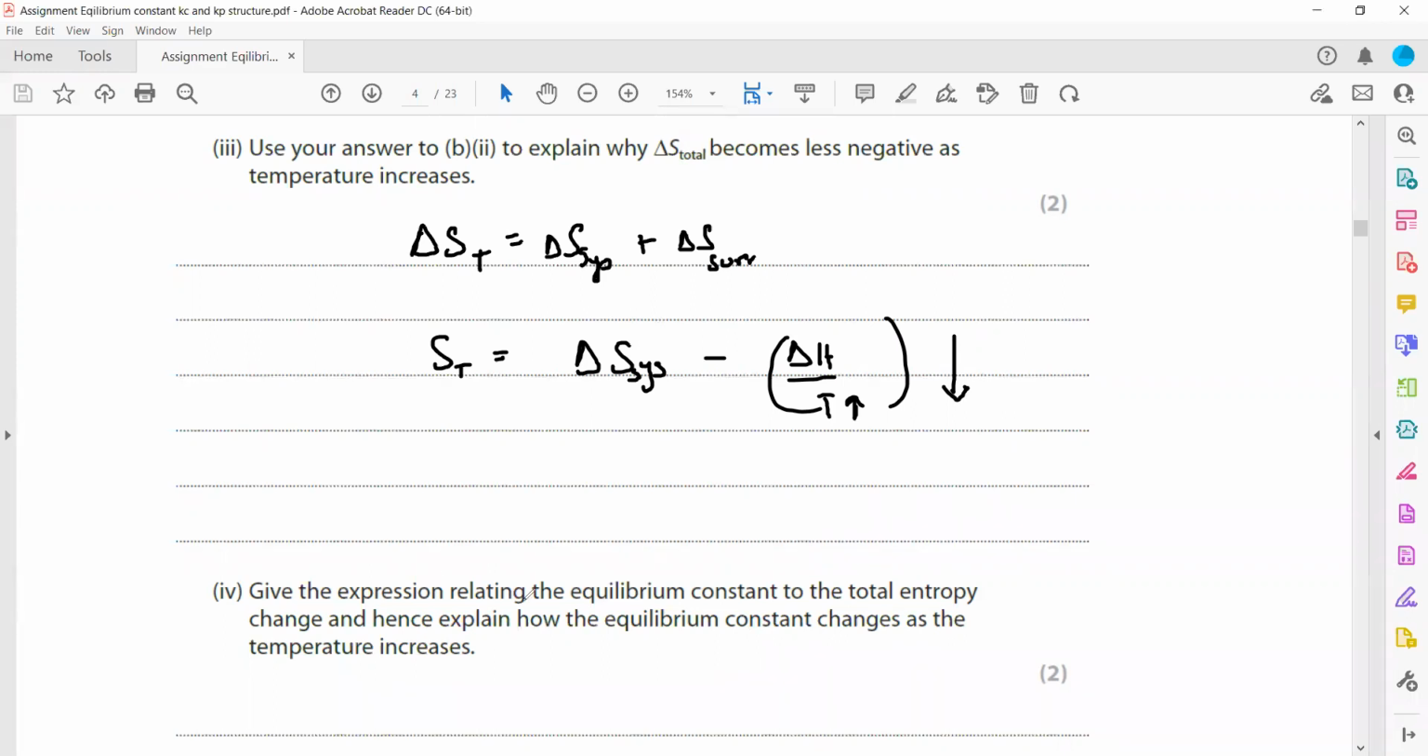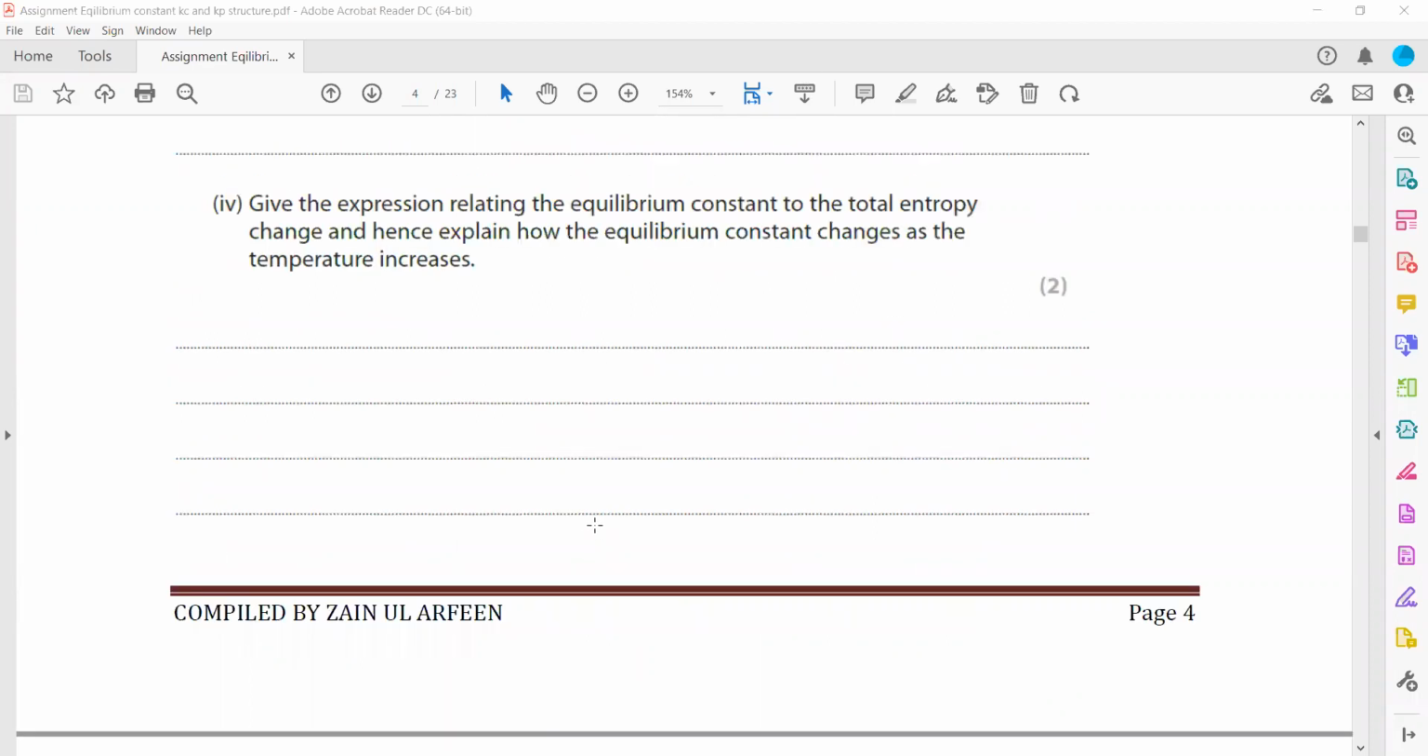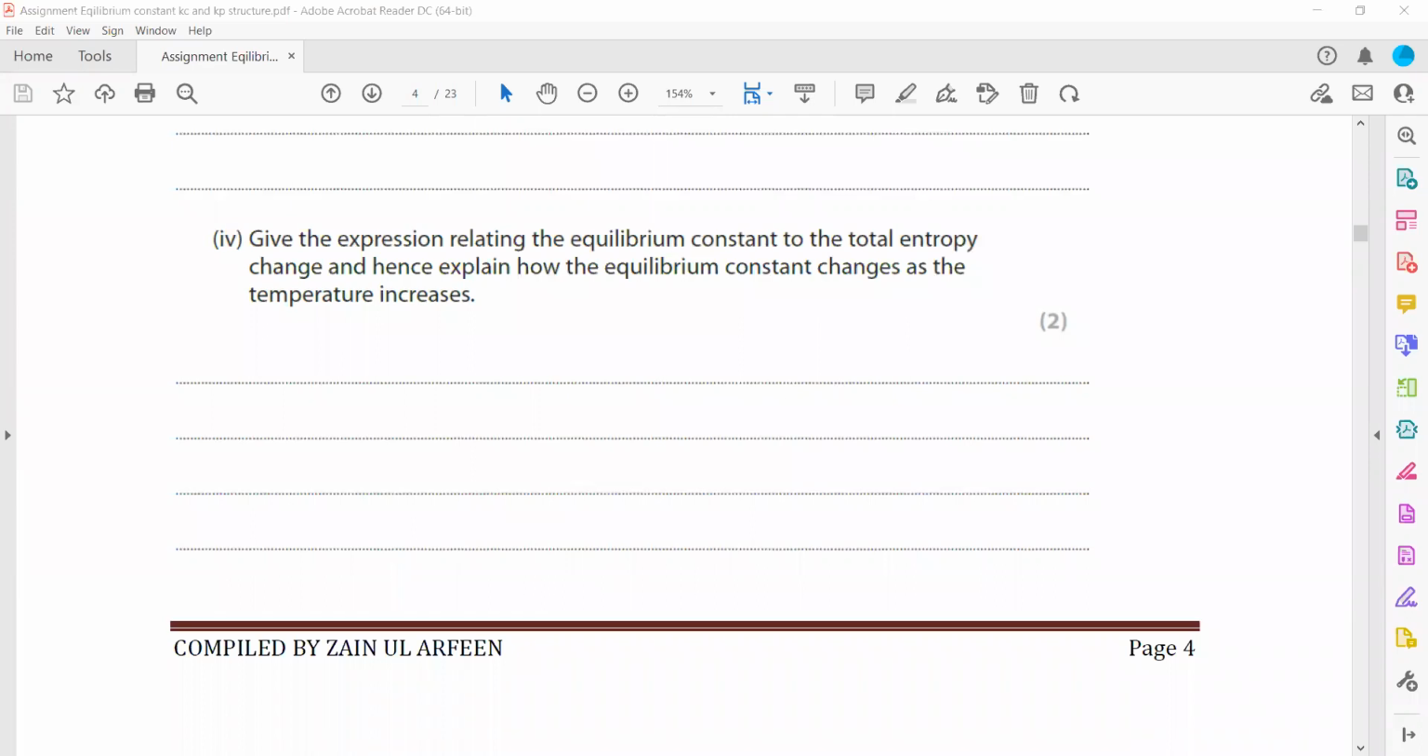And given the expression relating the equilibrium constant to the total entropy, how does the equilibrium constant change as the temperature increases? So what is the relation? The total entropy is equal to R ln K. It means K increases with the temperature. So total entropy of the system plus surrounding is equal to R ln K. So when the value of K increases, the total entropy of the system and the surrounding will also increase.